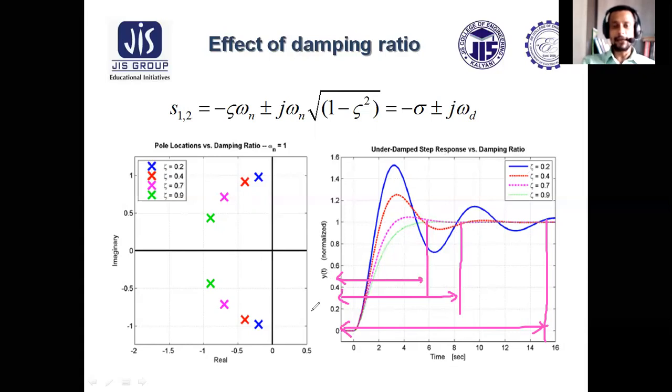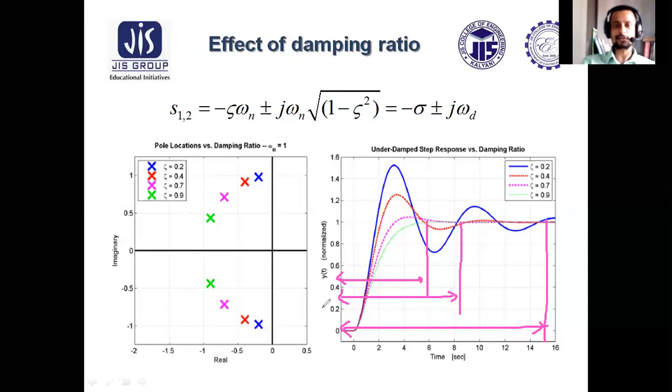Okay. In the next class, we'll be discussing time domain specification parameters such as settling time, rise time, peak time, maximum overshoot, and what is the significance of these parameters on system response, along with some solved numericals.